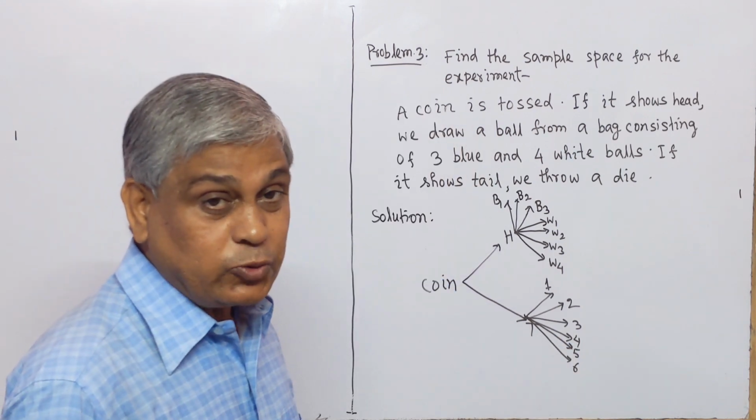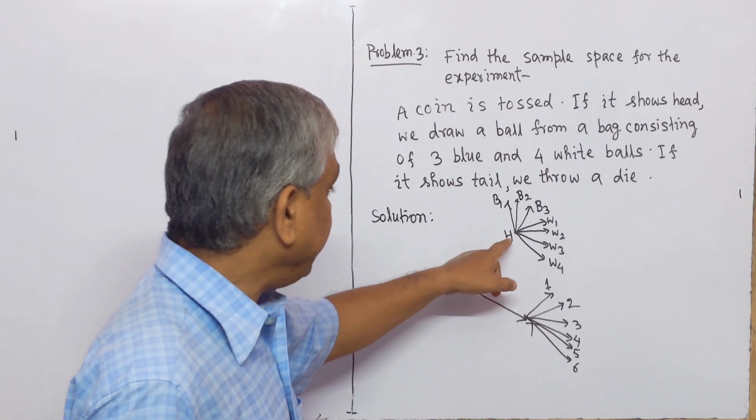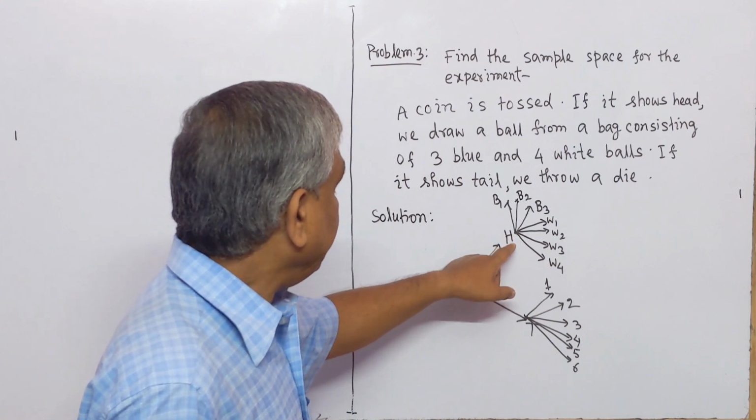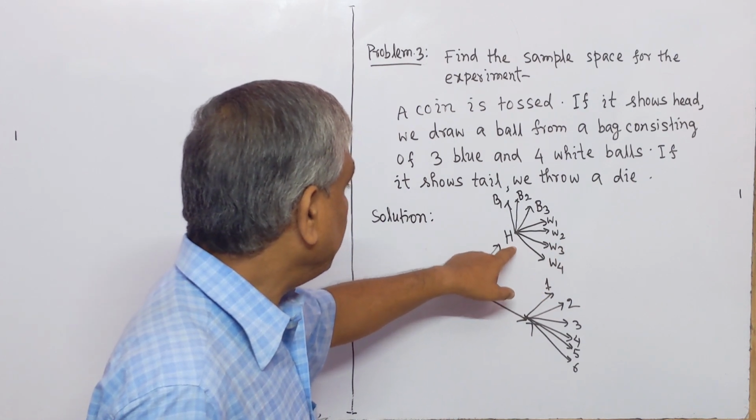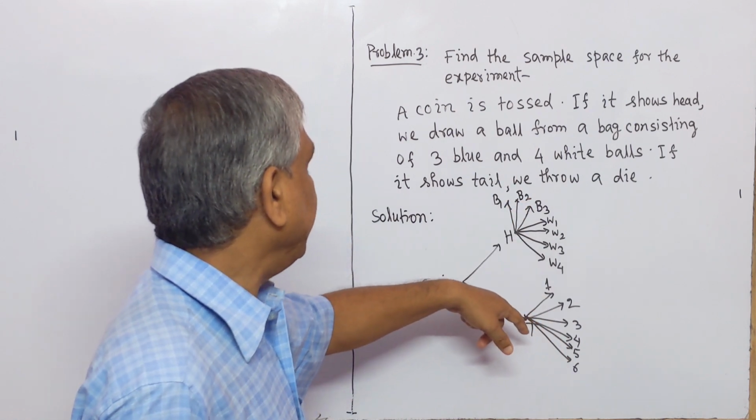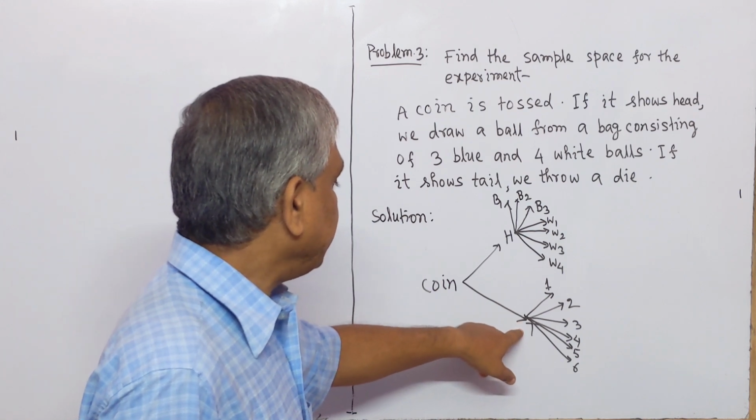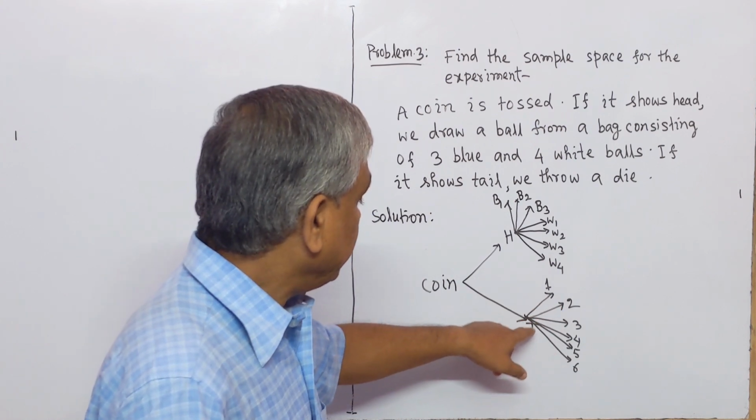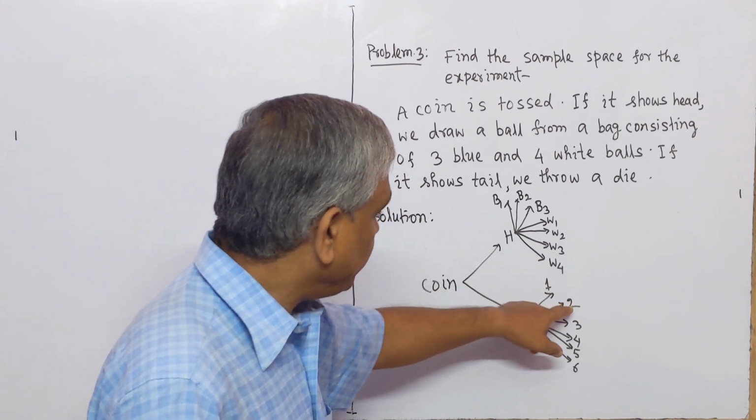So the sample space will be: if the coin is tossed and head appears, then one ball from the bag, meaning head blue 1, head blue 2, head blue 3. In this way we get different outcomes. If tail appears, then the die will be thrown. Then tail 1 from the die, tail 2 from the die.